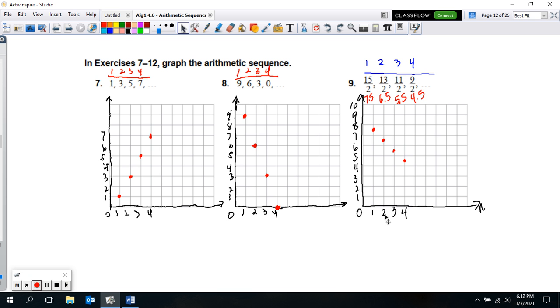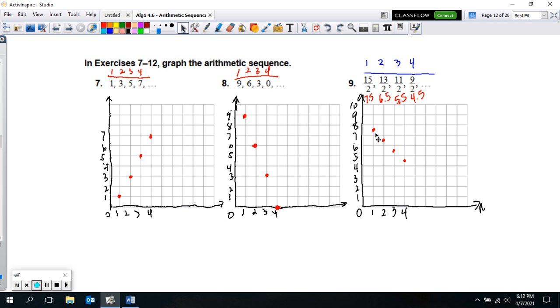So again, you've got your x and your y. Your y is going all the way to 10. I actually didn't need 10. I probably could have just gone all the way up to 8, and that would have been fine. So at 1, we're at 7.5, which is 7 and then half of that box right there. And then there's the 6.5, 5.5, and 4.5. So that's what yours should look like.